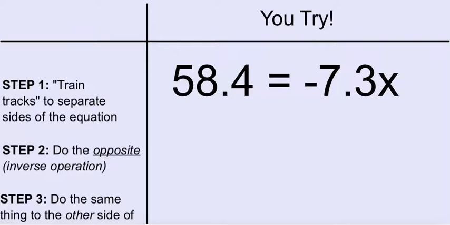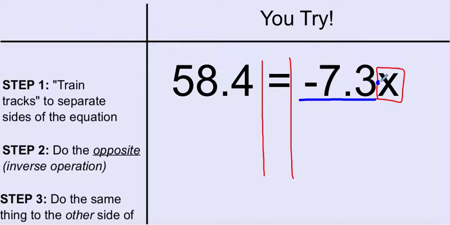Decimals are no different from fractions. The first thing that I have to do is set up my railroad tracks. The next thing I need to ask myself is, what am I trying to solve for? And in this case, I'm trying to solve for x. What is bothering it? In this case, it's being bothered by that negative 7.3 by multiplying.